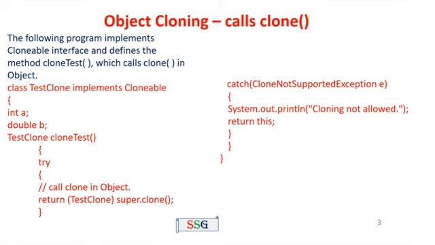Okay, the next one, the catch block. Suppose the cloning is not created successfully, it calls the CloneNotSupportedException handler: System.out.println("Cloning not allowed"); return this. Then the class definition is over.